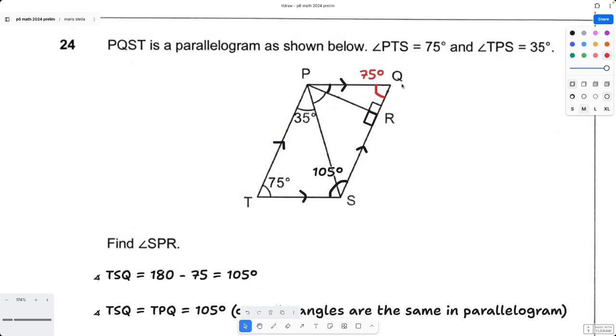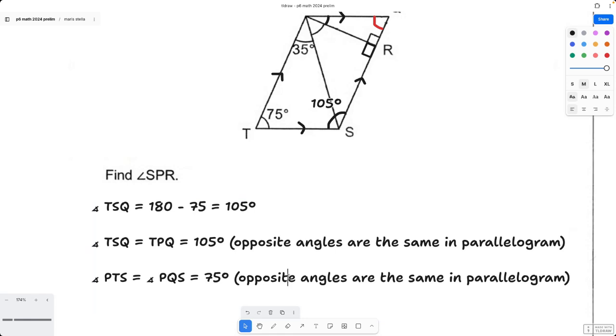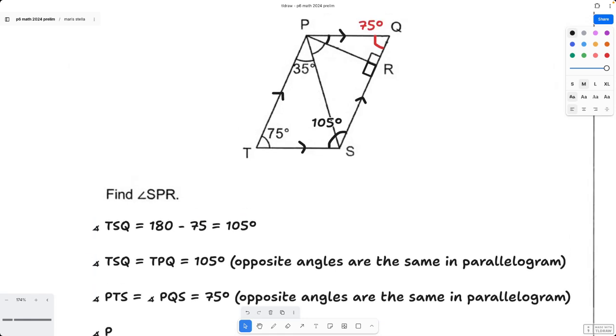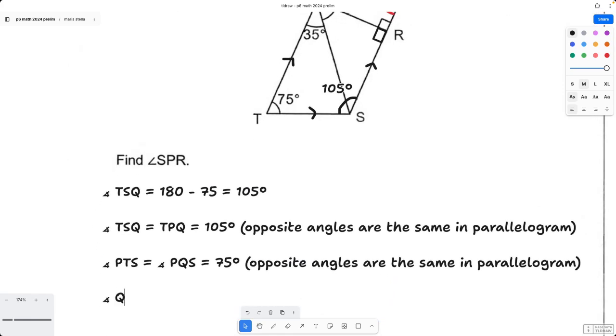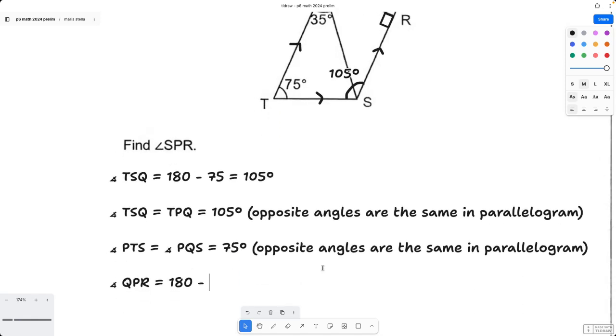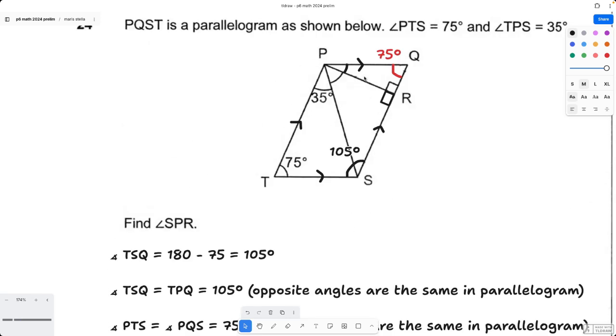Okay, so now we can get QPR. Angle QPR is equal to 180 minus 90 minus 75. 90 minus 75 is 15 degrees, right? So this little thing is 15. I'm going to put here 15 and color this as blue.